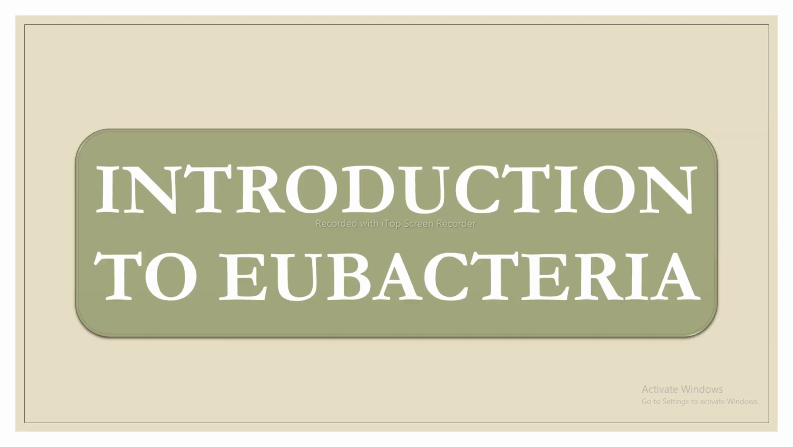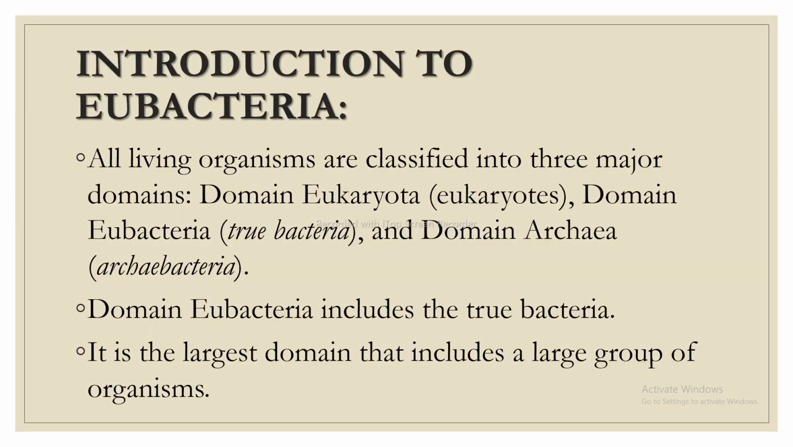Next I am going to discuss about introduction to Eubacteria. All living organisms are classified into three major domains. The first is the domain Eukaryota, which includes all eukaryotes. Second is the domain Eubacteria, that includes true bacteria. And third is the domain Archaea, which includes Archaebacteria. So domain Eubacteria includes the true bacteria, and it is one of the largest domains that includes a large group of organisms.